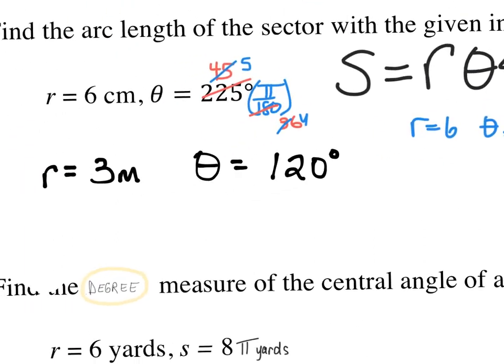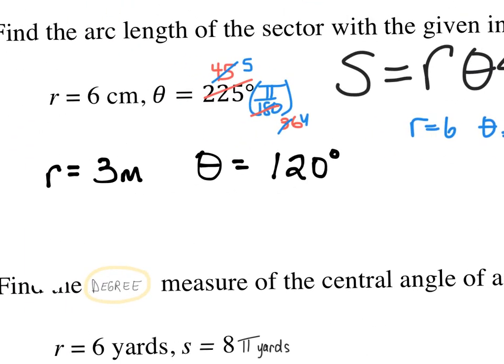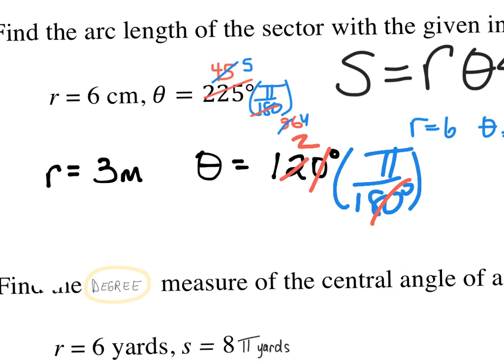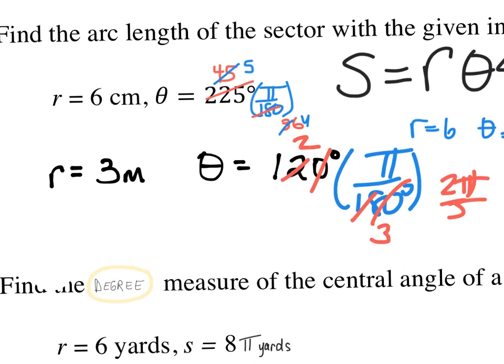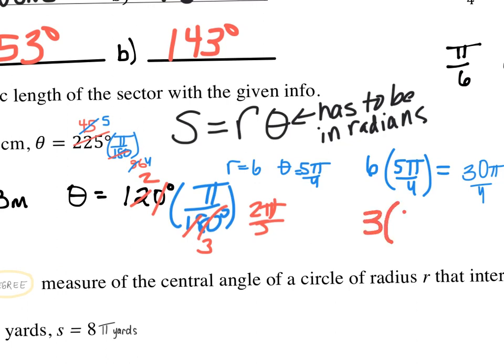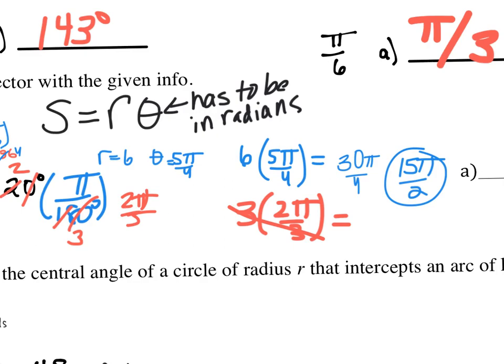If I was going to do this one, what do I have to do first? Okay, we're going to convert. What happens with 120 and 180? Zeros cancel, then what? Okay, so this becomes 2 and 3, so it's 2 pi over 3. So I have 3 times 2 pi over 3. Cancel out the 3's. My answer is?